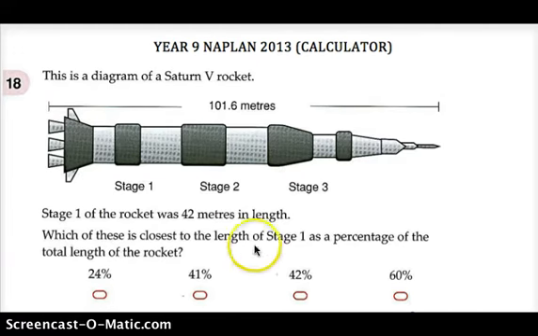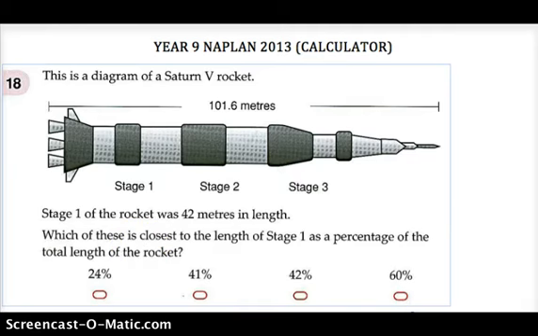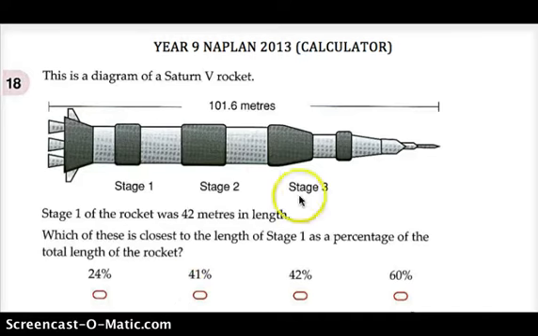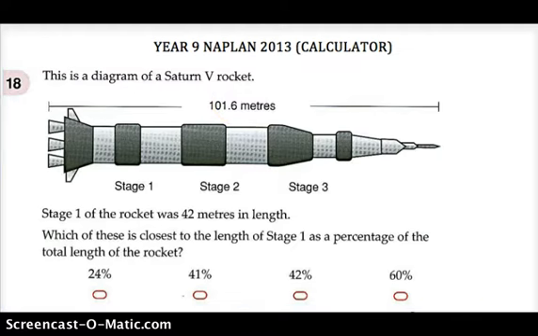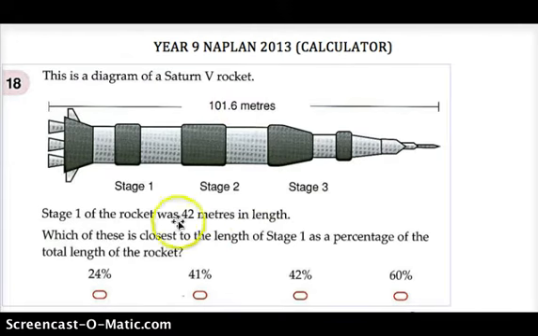Which of these is closest to the length of stage 1 as a percentage of the total length of the rocket? Pause the video and attempt the question. Now, to find the length of stage 1 as a percentage of the total length, first you need the fraction. Write the fraction that stage 1 is of the entire length. So stage 1 is 42 metres over 101.6 metres. So that's the fraction of the length that it is, 42 over 101.6.